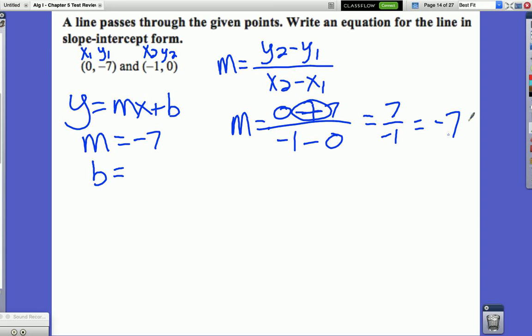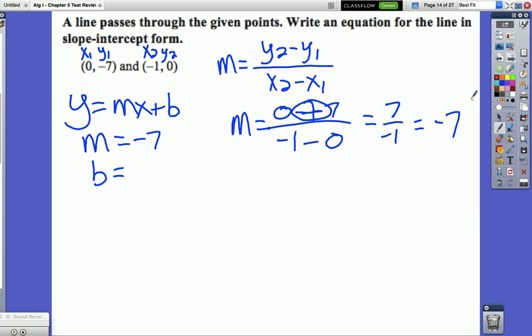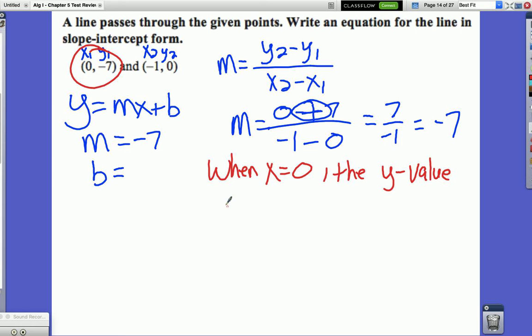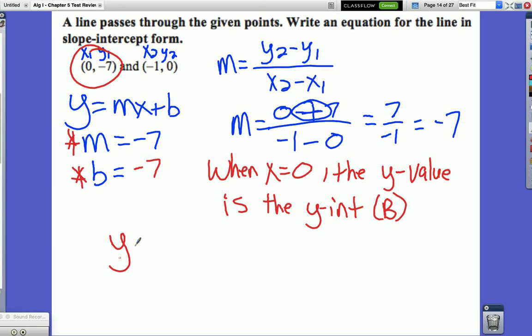Okay. Now, to find the y-intercept, we use both of the points. We pick one of them. So, looking at these points, we have an x-coordinate of 0. Remember, when x equals 0, the y value is the y-intercept, which is b. So that means, since x is 0, negative 7 for this one is also the y-intercept. So we can write our equation. Y equals negative 7x minus 7.